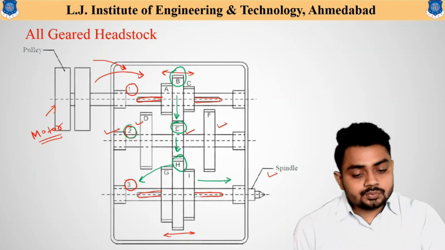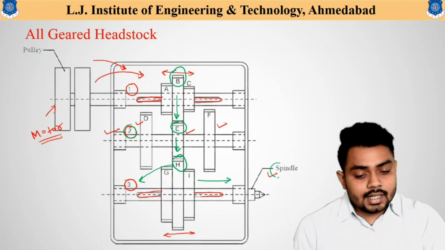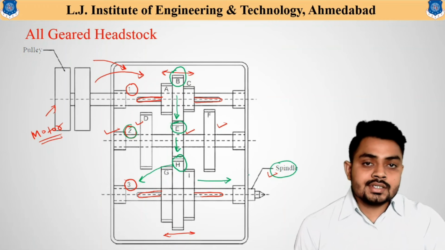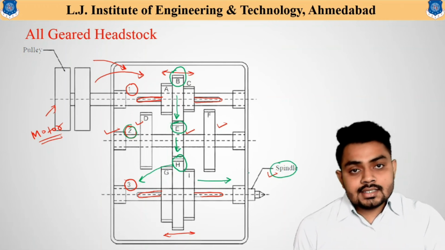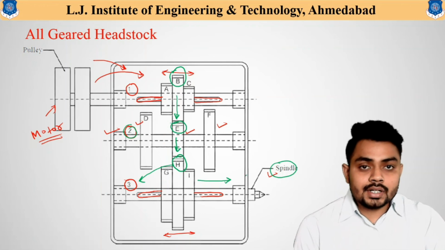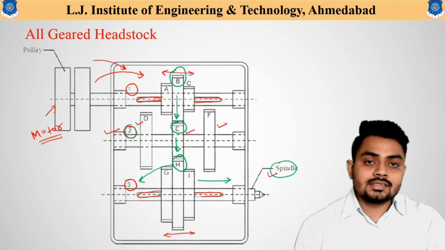and the rotation of shaft 3 results in rotation of the spindle, as the spindle is connected to shaft 3, and that is how the power is transmitted from the motor to the final spindle using this geared attachment.